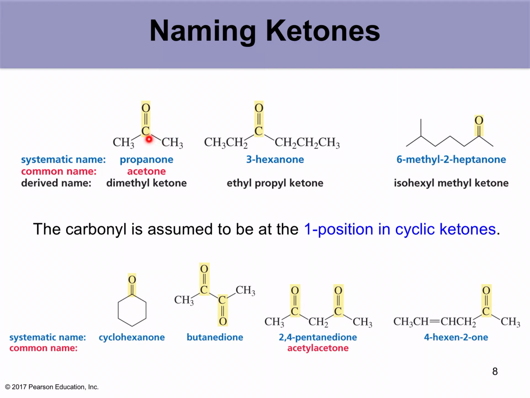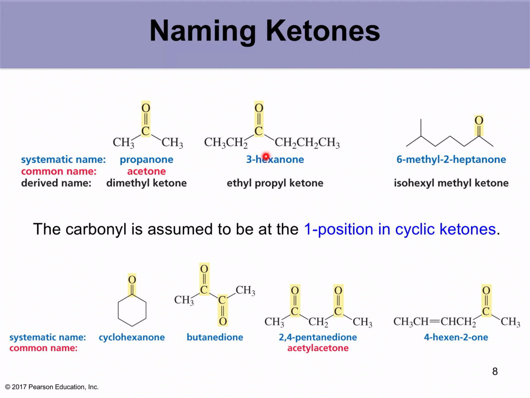We don't have to say where it is located. You don't have to say 2-propanone. It is included when you say propanone because that's the only place a carbonyl group can be. Okay, and the common name is acetone. Everybody knows it when you call it acetone. We have used it even in general chemistry 1, 2, and then organic chemistry 1. Acetone is a good solvent also. Okay. It also has a derived name, dimethyl ketone.